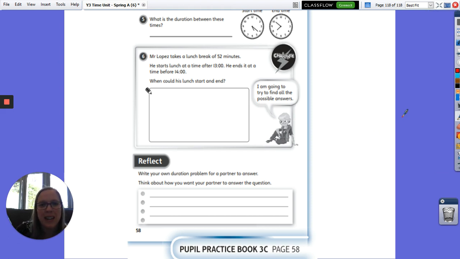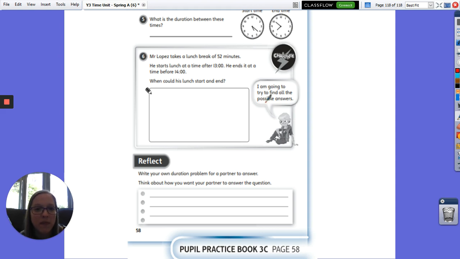Right, page 58. What is the duration between these times? Look at your hour hand and your minute hand separately before you figure out how many times that hour hand has gone around the clock between one time and another. If it helps you, write them out in digital. Write your start time and your end time, okay?